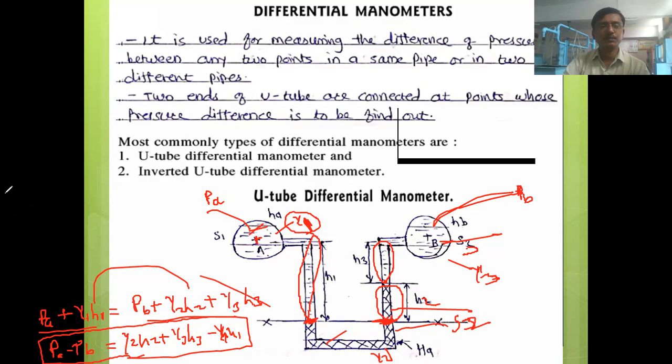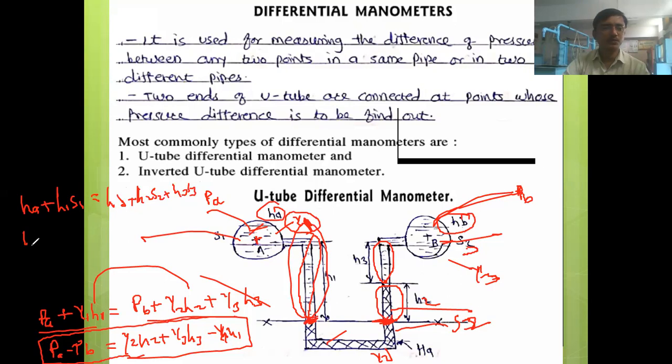Okay, equating the pressure head in the left limb to the pressure head in the right limb. The pressure head in the left limb is denoted by HA, and the pressure head at point B is HB. So equate that: HA plus, because of this column, H1 S1, is equal to HB plus H2 S2 plus H3 S3, right? So taking HB to the left hand side, HA minus HB is equal to H2 S2 plus H3 S3 minus H1 S1. So here we got the pressure head difference.